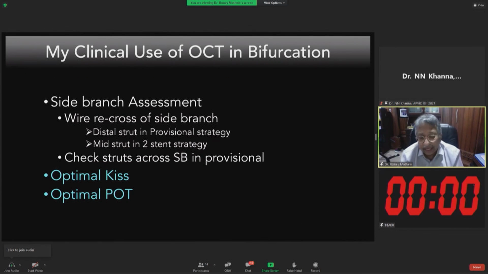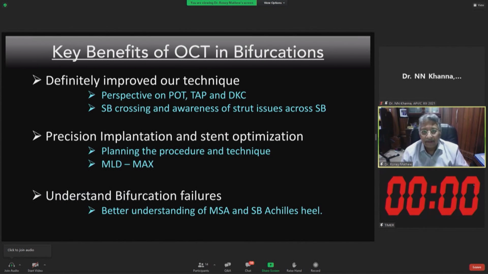Of course, there are other advantages with the optimal kiss and optimal POT, which I'm sure I'll get an opportunity next time to talk to you about. And in the interest of time, I would thank you all. And these are some of the benefits of OCT in bifurcation, in addition to what Dr. Sanjeev Roy showed you. Thank you all for your kind attention.